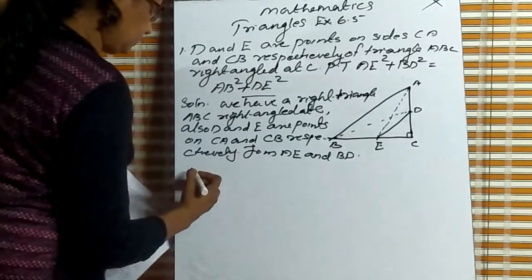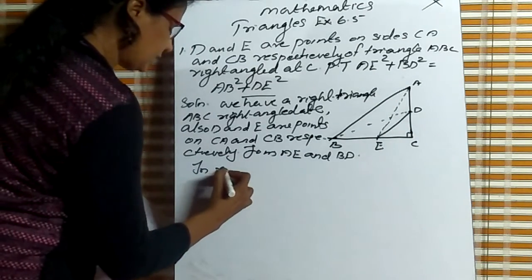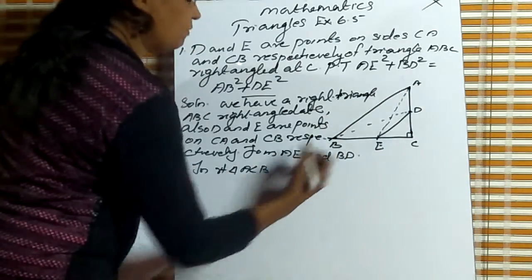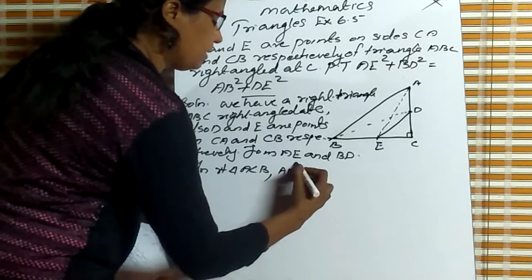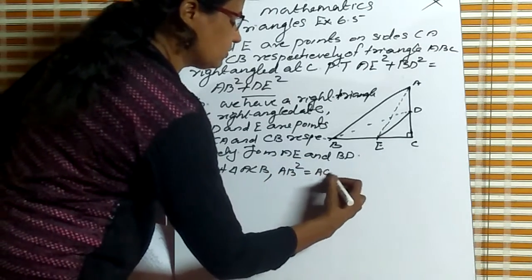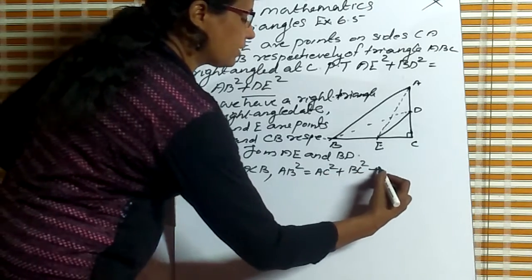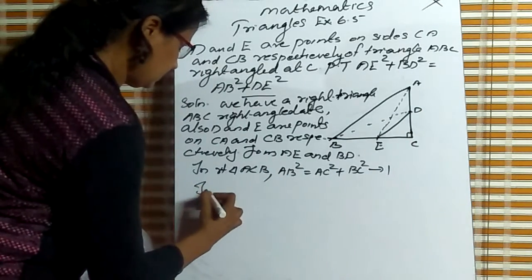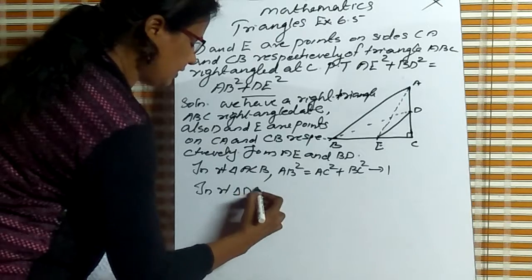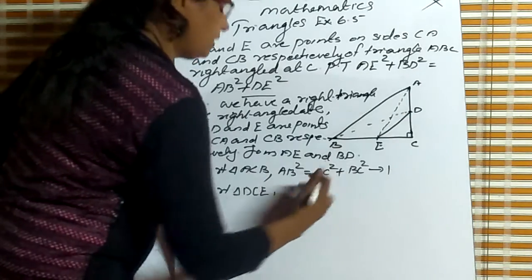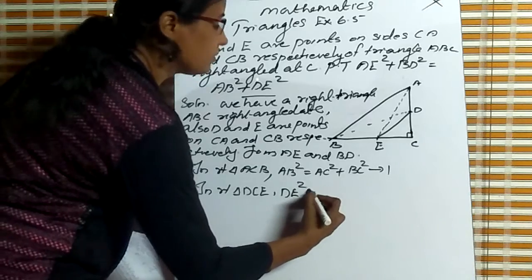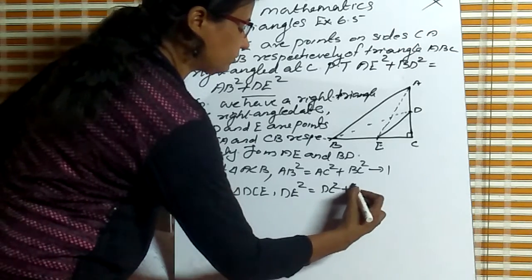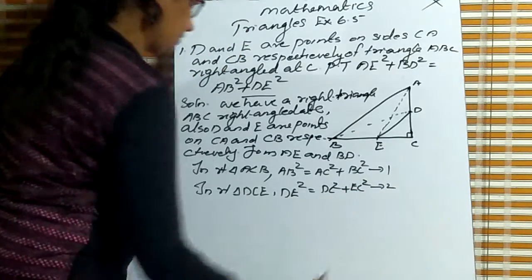Consider the right triangle ACB. In a right triangle ACB, what is AB square? AB square is equal to AC square plus BC square. Equation 1. Now consider the right triangle DCE. In a right triangle DCE, what is DE square? DE square is equal to DC square plus EC square. Equation 2.